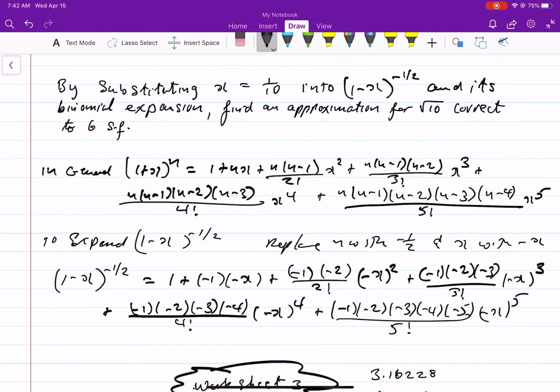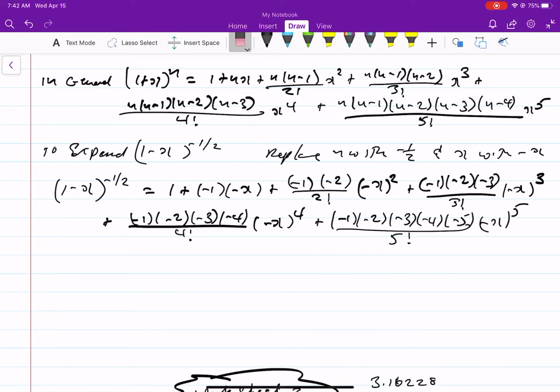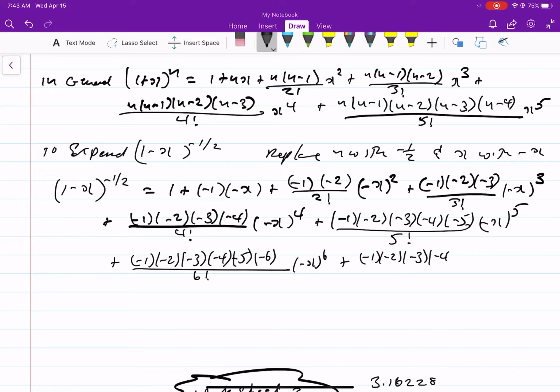0.1 to the 5th. I still think I need more terms. I'm going to take 2 more. I just have a feeling I'll need more, and instead of figuring that out after the fact, if I don't need them, that's okay. And then the next one is plus minus 1, minus 2, minus 3, minus 4, minus 5, minus 6 upon 6 factorial times minus x to the 6th. And then minus 1, minus 2, minus 3, minus 4, minus 5, minus 6, minus 7 upon 7 factorial x to the 7.